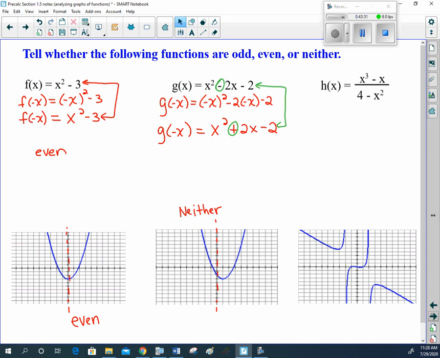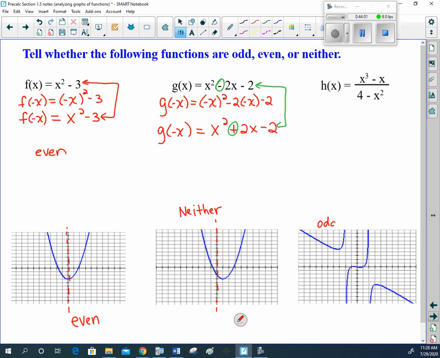Okay, now we're going to do the fraction one. So when I look at the fraction one, it looks like to me that this is odd. Here, if I took this branch and I flipped it here, it would go here, and then if I flipped it down, it would flip over onto itself. And then this piece would flip down to here and to here and then flip over to there. So yeah, it looks odd to me. Graphically, it looks odd.